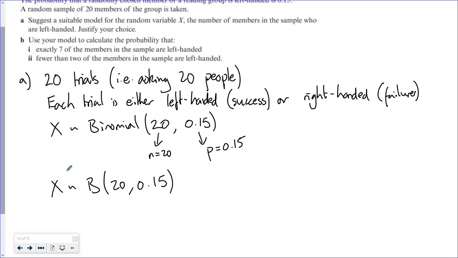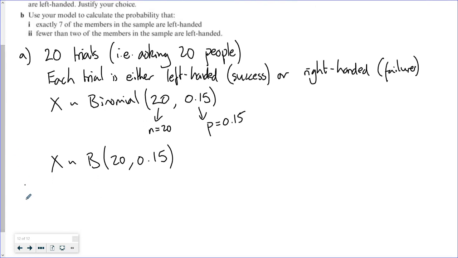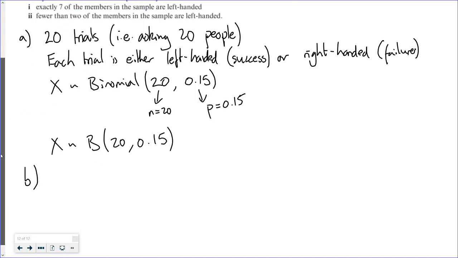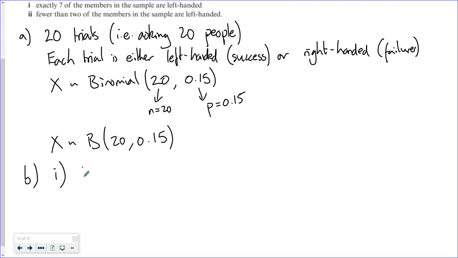And all this does is it tells us that we know what the probability distribution is. So for a given value of X, we can use the formula that we've learned to work out what the probability of having that number of left-handed people is. So use your model to calculate the probability that exactly 7 of the members in the sample are left-handed. So this is basically asking us what's the probability that X, the number of left-handed people, is equal to 7.